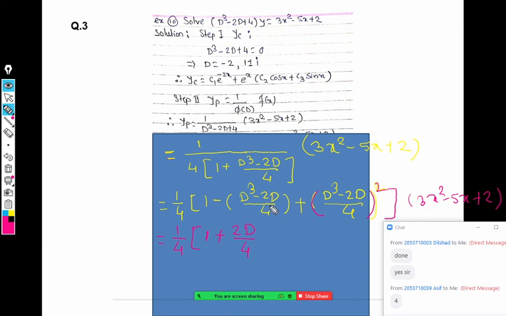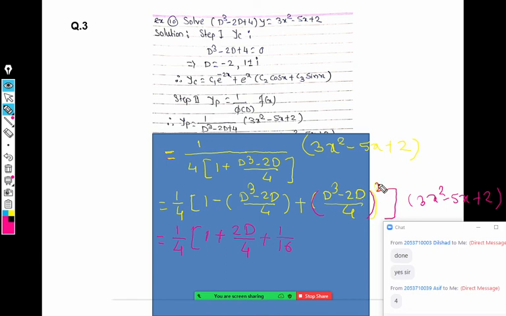Why did I write only this term? Because that is non-zero. The d cube term is 0. Come to this bracket. Its denominator is 4 square, which is 16, so I will write 1 by 16 as it is.